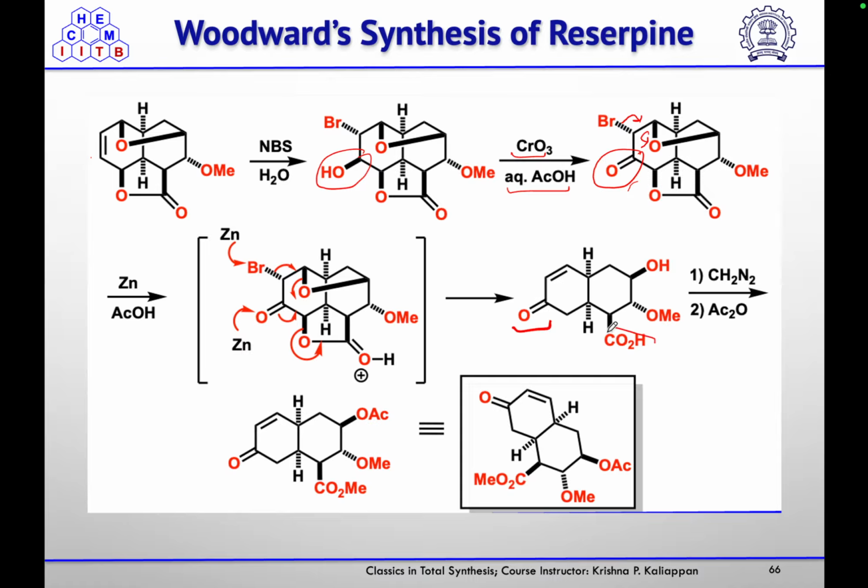Then that acid they esterified using diazomethane, and the alcohol they protected using acetic anhydride to get the corresponding acetate.